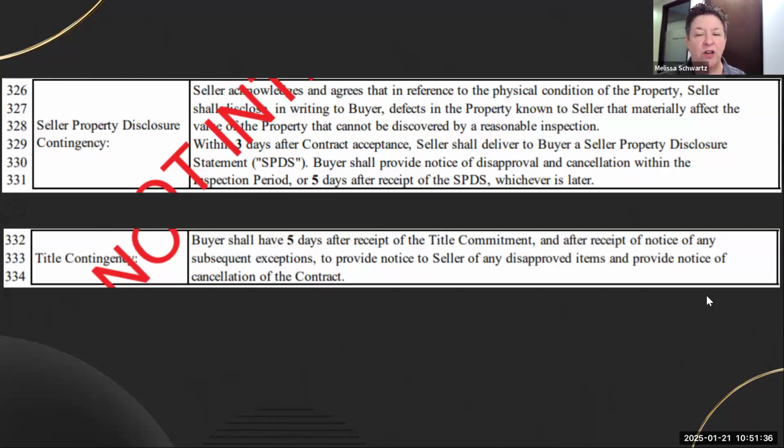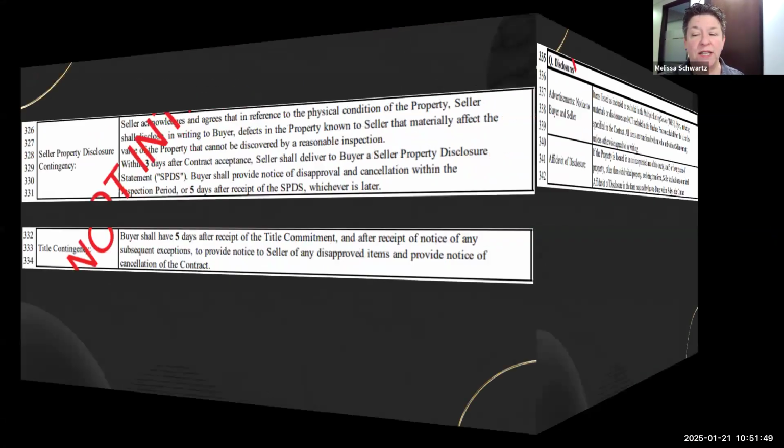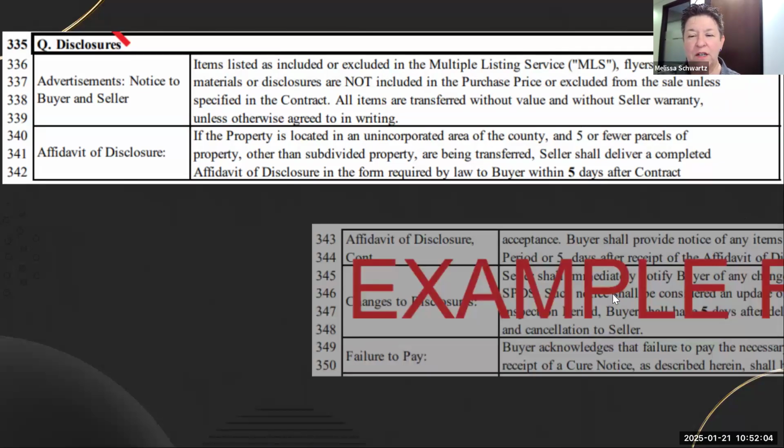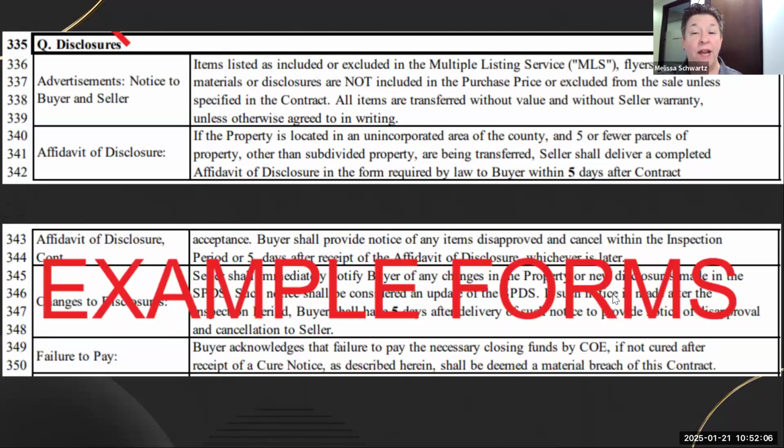Title contingency, buyer shall have 5 days after receipt of title commitment, notice of any exceptions to provide notice of any disapproved items. So same, 5 days, almost any time the buyer is notified of anything to respond to that. Disclosures, advertisements, notice to buyer and seller. Items included or excluded. Oh, I love this. Did I do red line? Oh, I didn't. I love this, right?